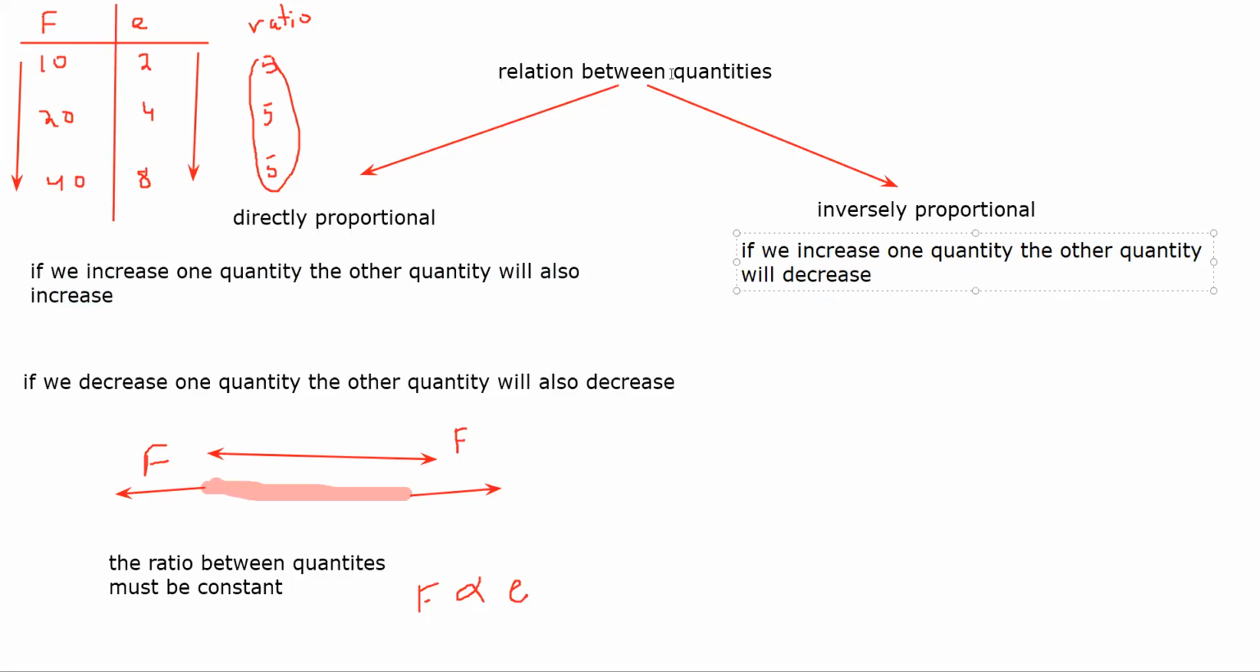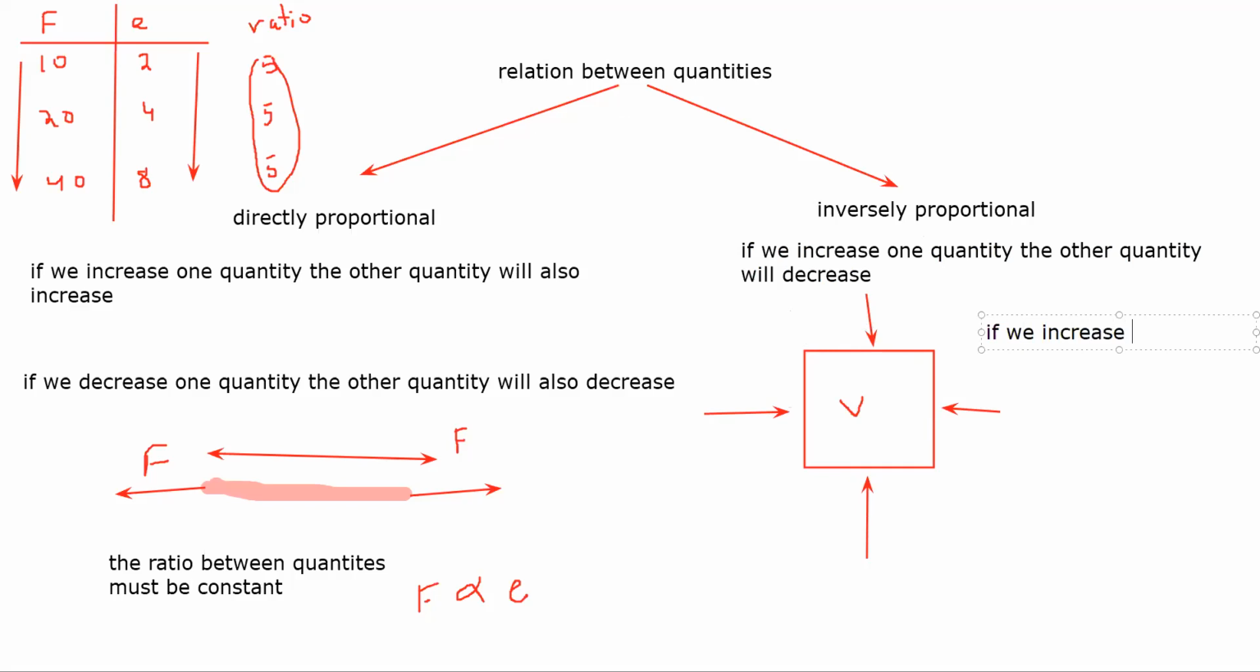Example of inversely proportional: if you have a gas inside the container, the gas is there of volume V, but I compress the container, I apply more pressure on the container. So if I increase the pressure, the volume of the gas will decrease. So if we increase the pressure, the volume will decrease. You can see here, one is increasing and another one is decreasing. We call inversely proportional. But this is not only the case.